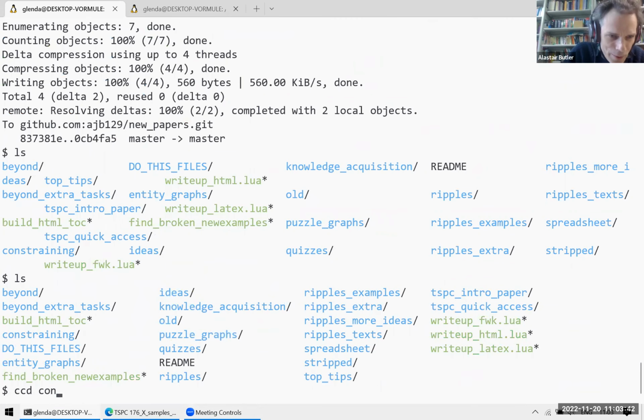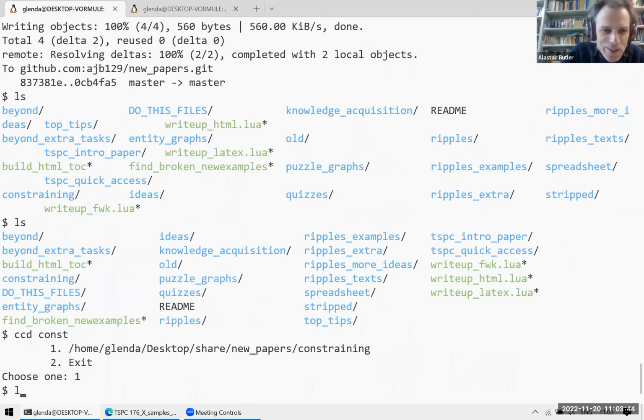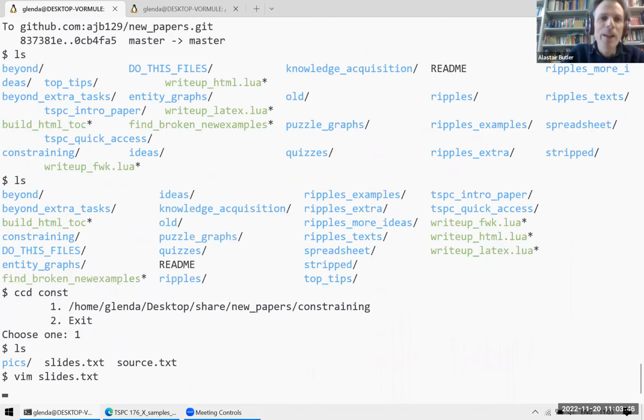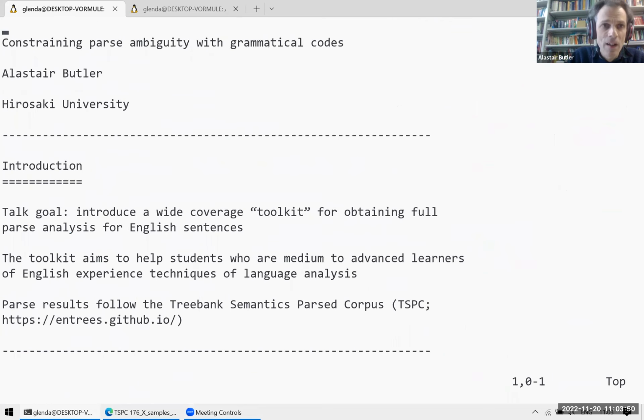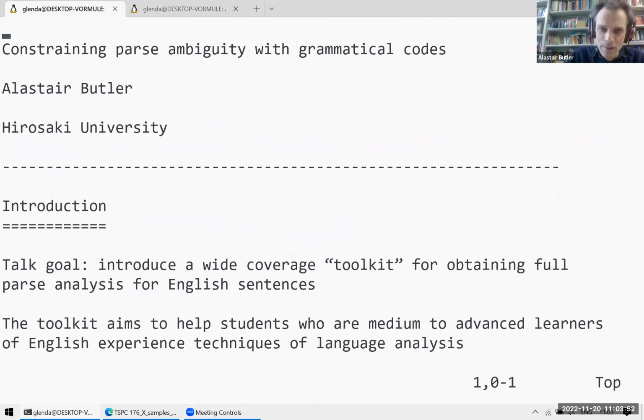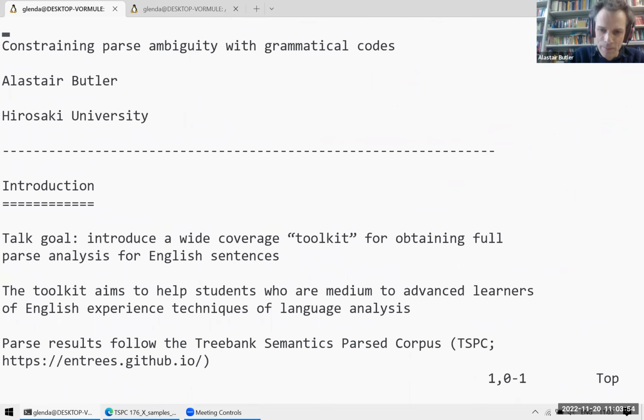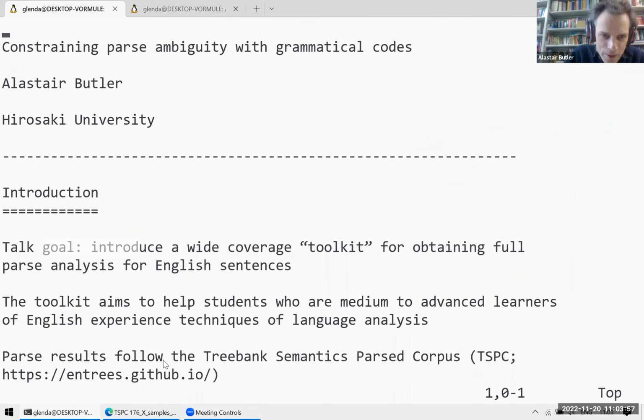Sorry, I'm not in the right directory. I'm so prepared for this talk. Okay. Can you pop up first a bit? Can you make the... Yeah, okay. I can make it bigger. Sorry, this is a Vim presentation. Okay, so I can begin.